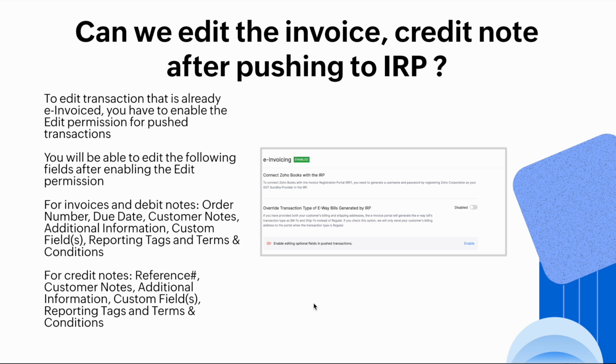Can we edit the invoice or credit note after pushing it to IRP? Yes, you will be able to edit certain fields after pushing the transactions to IRP. In order to do so, you have to enable editing optional fields in push transaction option under e-invoicing. Once done, for the invoices and debit notes, you will be able to edit the order number, due date, customer notes, custom fields, reporting tags, terms and conditions, etc. And in case of credit notes, you will be able to edit the reference number, customer notes, custom fields, reporting tags, and terms and conditions.